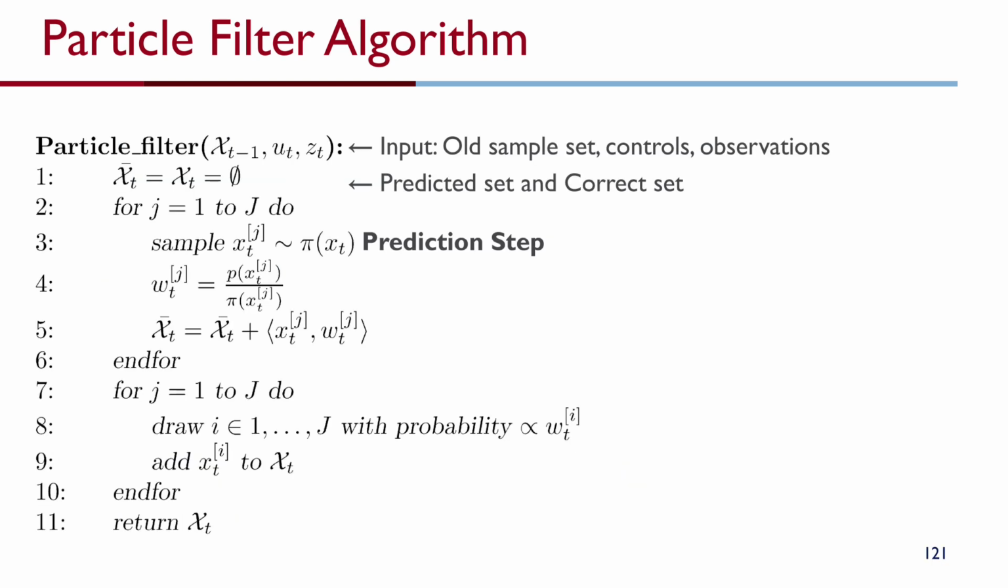Let's look at how these ideas appear in the actual particle filter algorithm. The inputs to the algorithm are our previous set of samples, representing the past belief, as well as the control inputs and the sensor observations, exactly the same inputs used in a Bayes filter. We then initialize two new sets, a predicted set and a corrected set. Both of them start out empty.